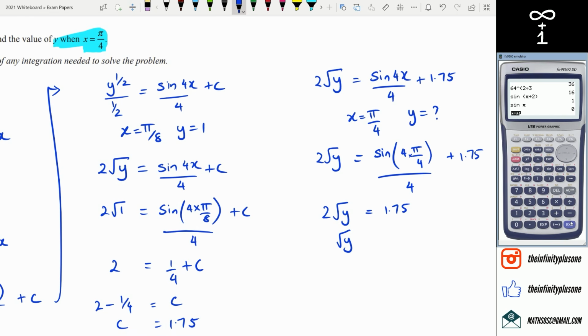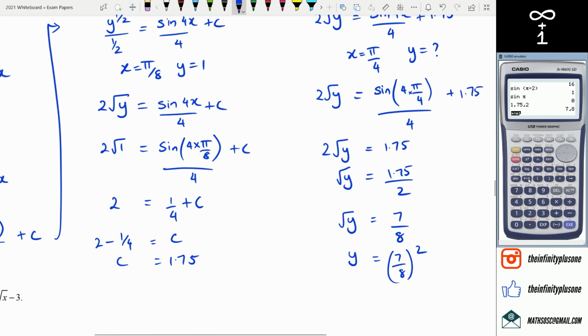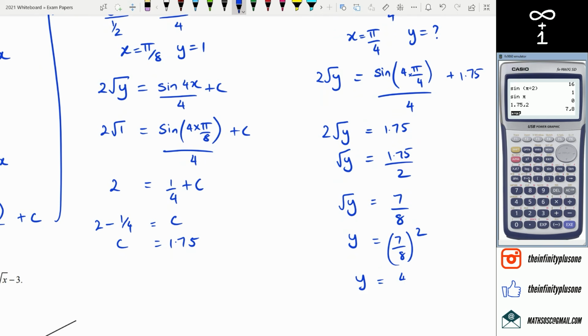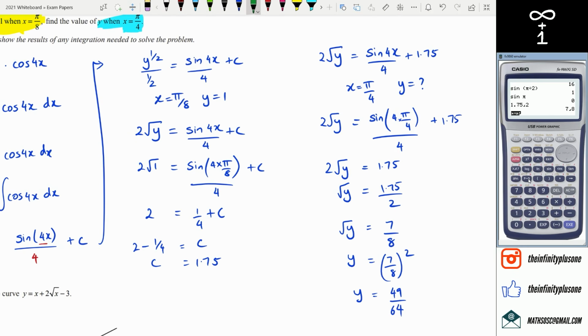So then square root of y is equal to 1.75 over 2. What can I write that as? 7 over 8. So square root of y is equal to 7 over 8. And then y is equal to 7 over 8 squared, which gives us 49 over 64. So grades wise, we are looking at the final answer, which is 49 over 64, as a merit.